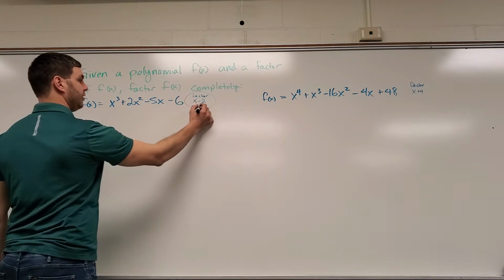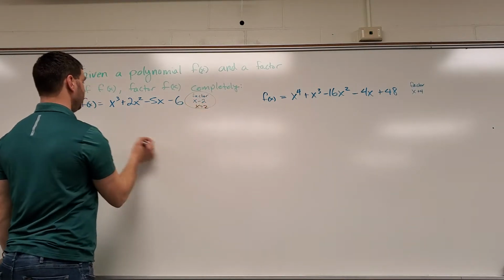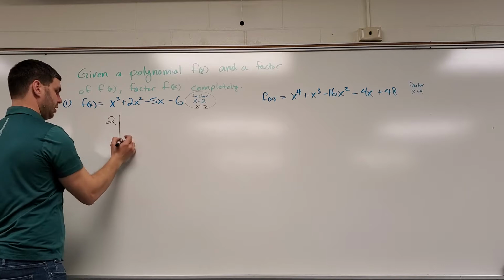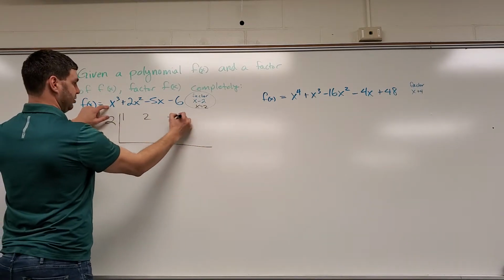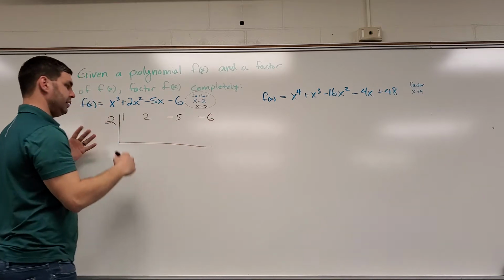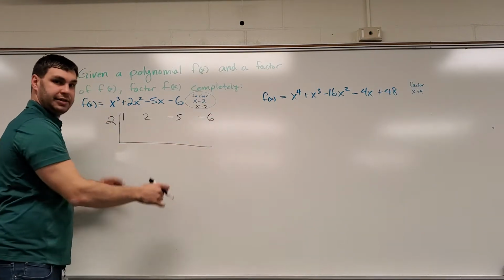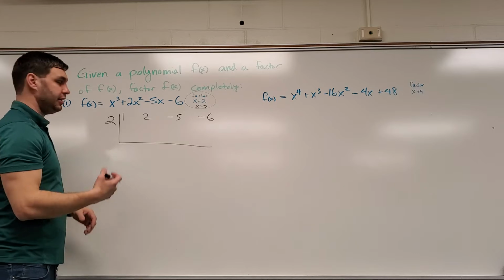So in this one, if I solve for x, x is going to equal 2, which means if I put a 2 on the outside of my synthetic division using 1, 2, -5, -6, this should give me a 0 at the end, and I can take whatever's left over and factor that more.